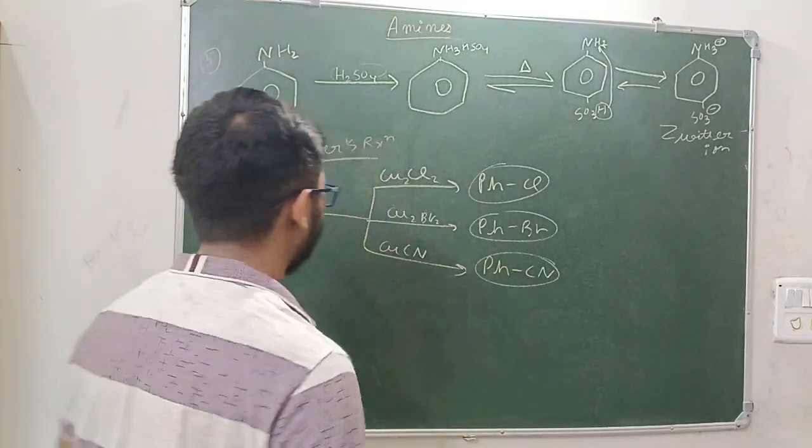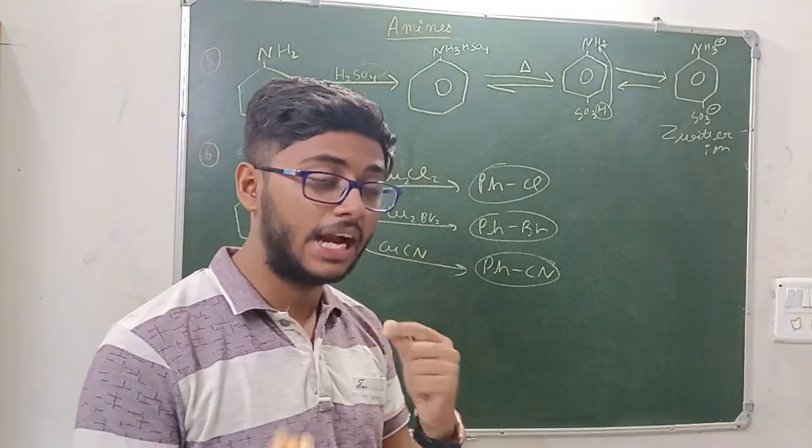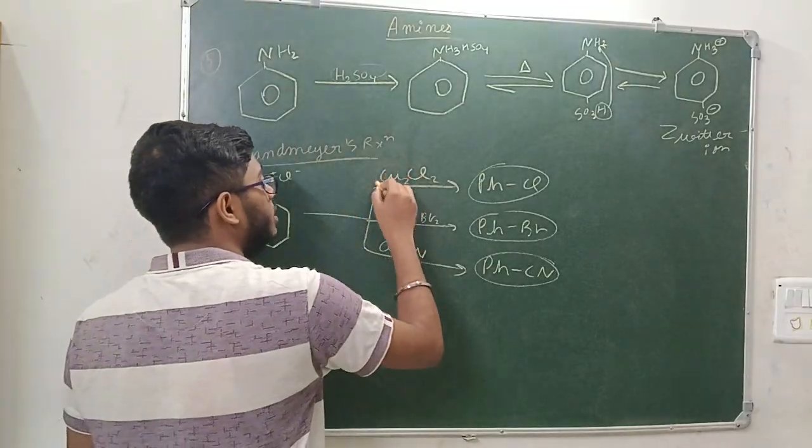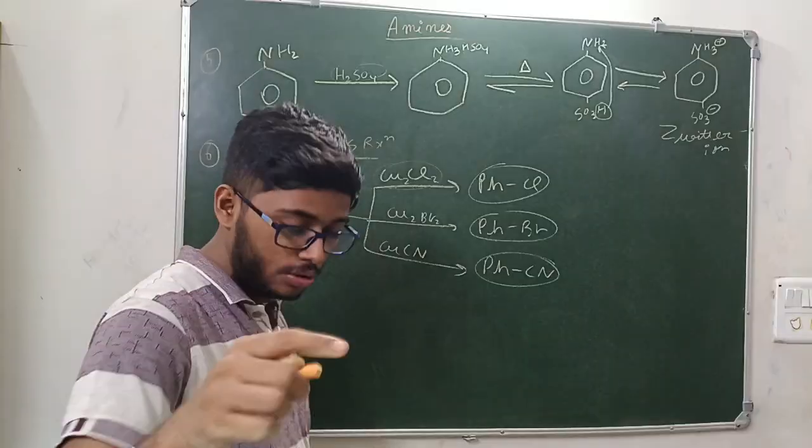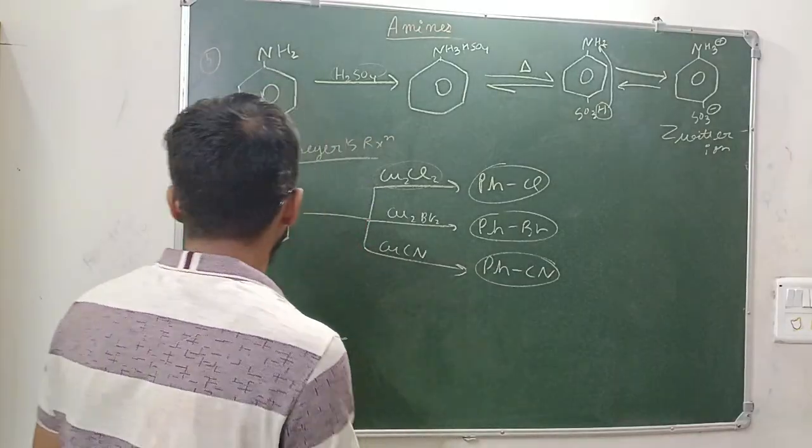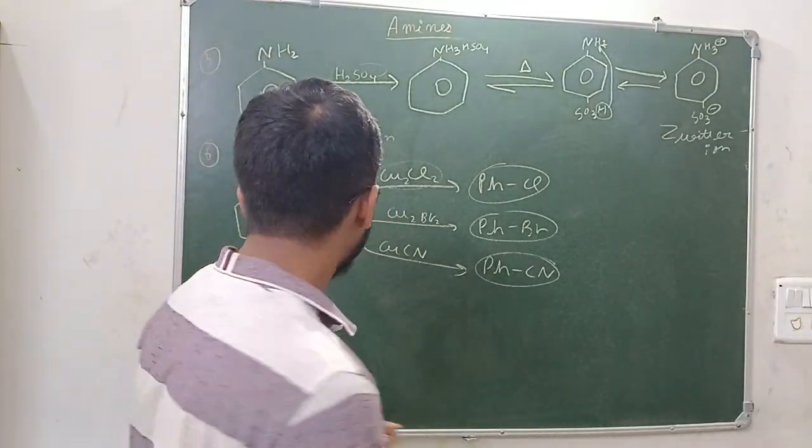Now, Gattermann reaction. See, what is the difference between Gattermann and Sandmeyer? Here Cu2Cl2 is used, but in Gattermann only Cu and Cl is used, meaning Cu and HCl is used.